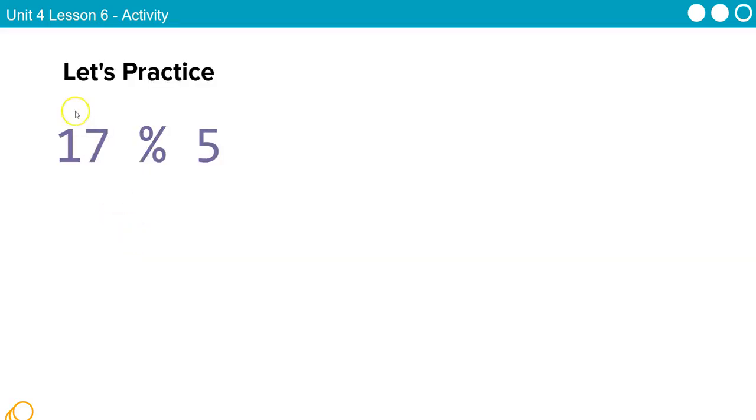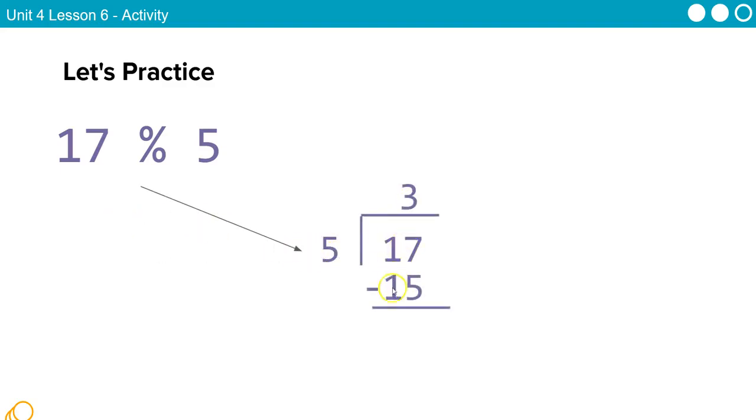So if I had 17 mod 5, that's saying if I divide 5 into 17, what is the remainder? All right, so I know 5 will go into 17 3 times. 17 minus 15 is going to give me a remainder of 2. So 2 is what this would return.